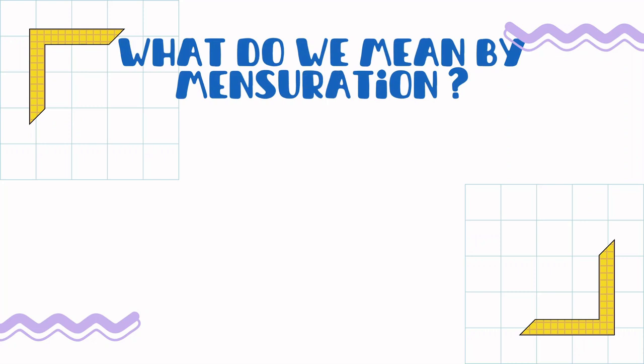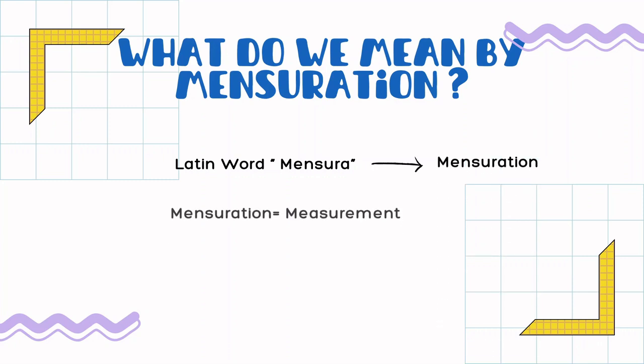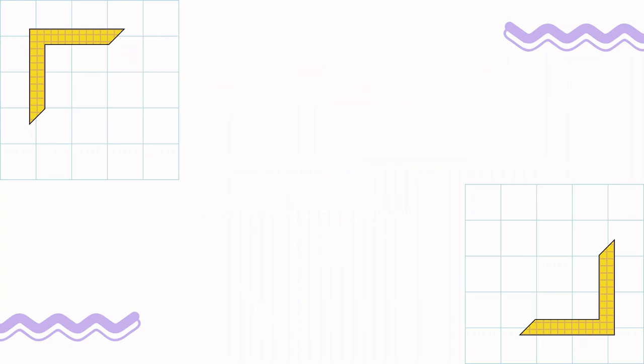So the first topic is, what do we mean by mensuration? Mensuration comes from the Latin word mensura, which means to measure. So the meaning of mensuration is measurement.